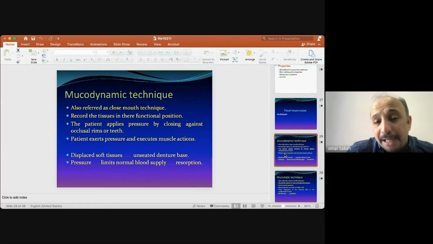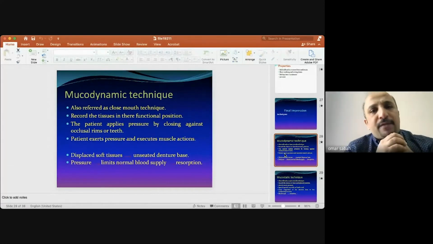Of course, this technique is not used much nowadays. Most of the techniques used now are mucostatic, because this one has many disadvantages. Of course, it displaces soft tissue because the patient applies the force himself or herself. He allows the soft tissue to go away, displacing the tissues. By displacing the tissues, it unseats the denture space and affects the final result.